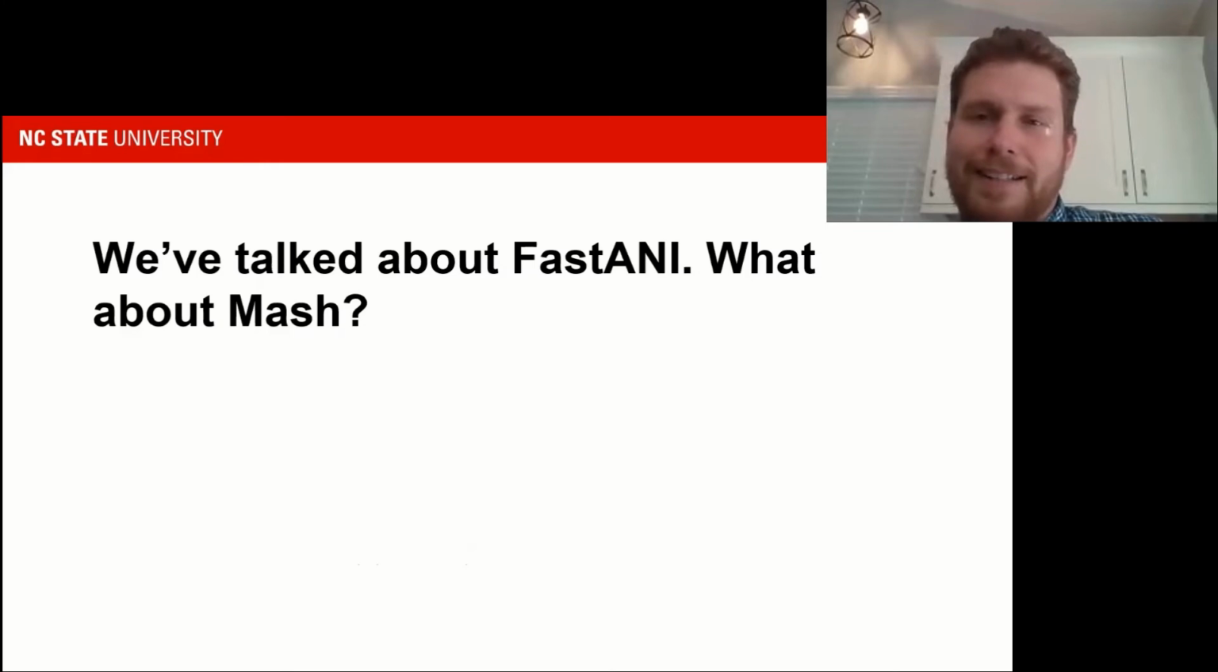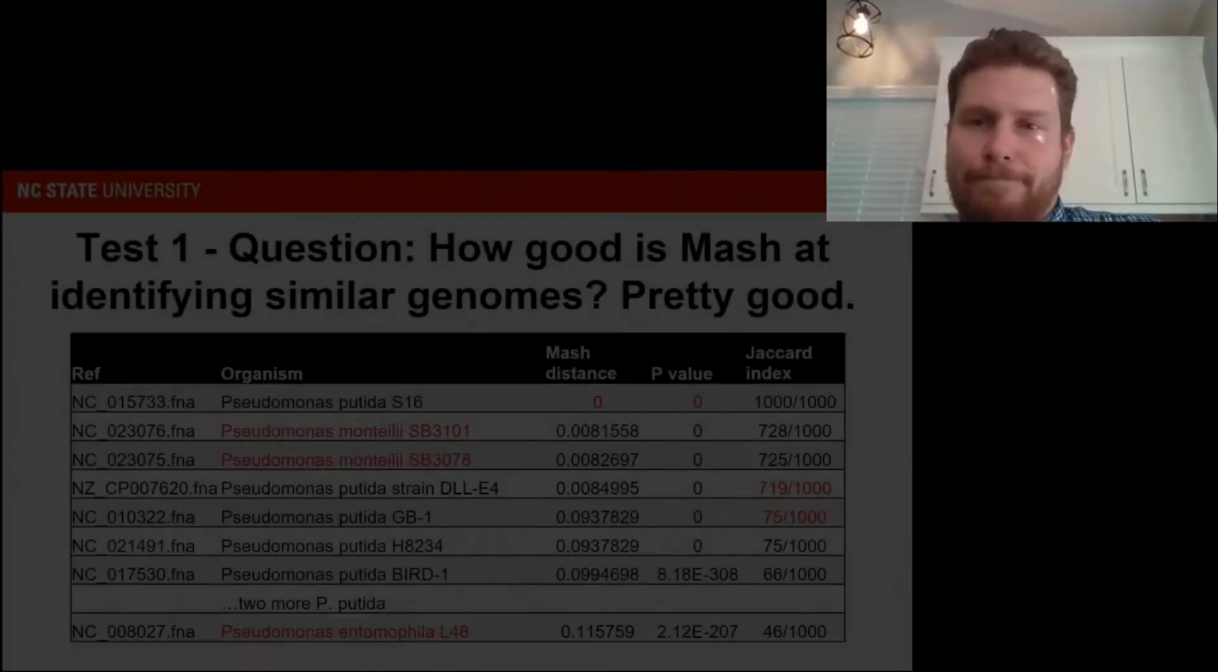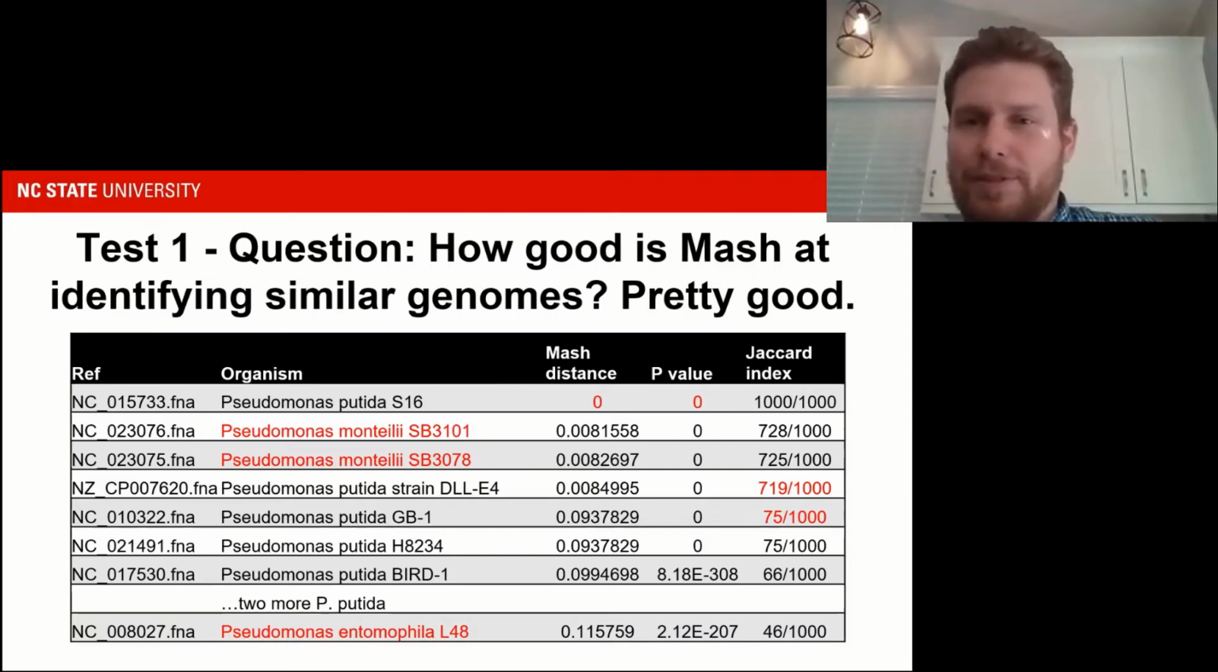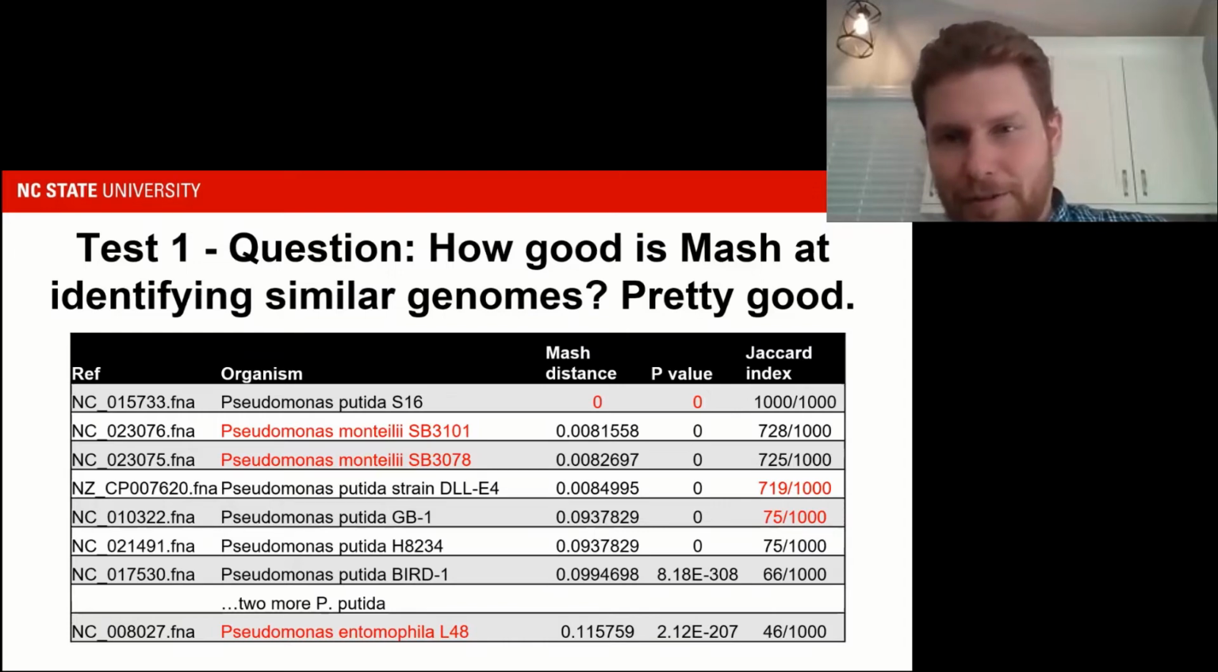We've talked about FastANI. Now what about MASH? How good is MASH at identifying similar genomes? Again, I use NC015733 to search the RefSoil with MASH. MASH found our genome in the database with a perfect MASH distance of 0.